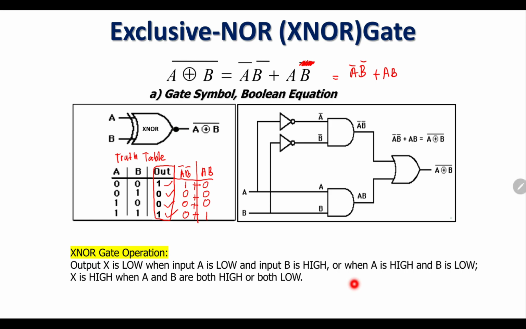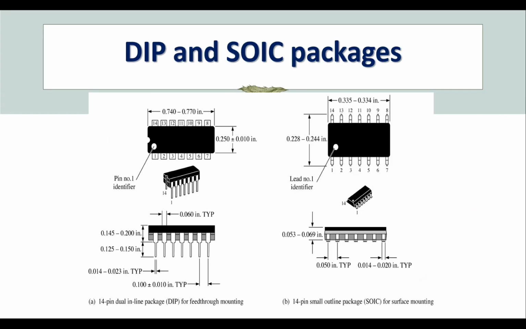XNOR gate, this is the simplification. This is the circuit for the XNOR gate: for A it becomes A bar, for B it becomes B bar, so you get A bar B bar and AB, and then going to the OR gate. So it becomes A bar B bar plus AB. This is an example of an IC package.